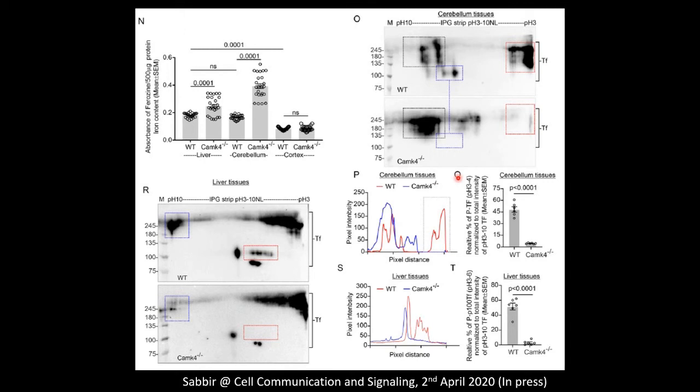Relative quantification of the charged fraction revealed significant reduction of the negatively charged fraction of transferrin in both cerebellum and liver tissues in CAMK4 knockout mice compared to the wild type. Thus, the observed effect of CAMK4 loss on transferrin phosphorylation and transferrin turnover was similar to that of CAMKK2 loss, but the tissue specificity was slightly different.